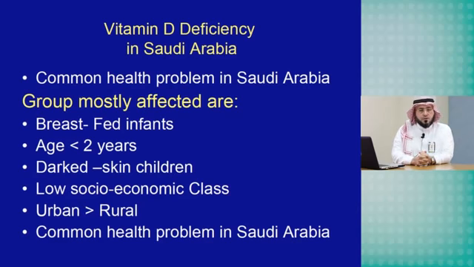Those with low socioeconomic class will have rickets because they cannot offer vitamin D fortified formulas or dairy products. Those living in the cities are at more risk than those in the villages. And this is logical because modernization keeps us always indoors, while those in villages spend most of their life outdoors. And we mentioned indoors is one of the risk factors for vitamin D deficiency.